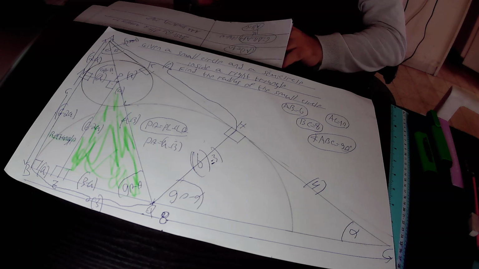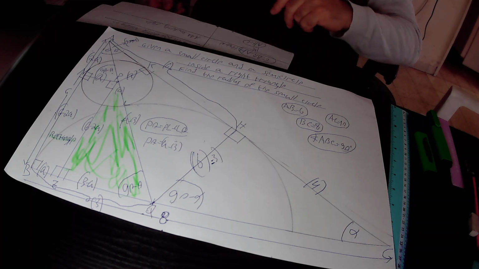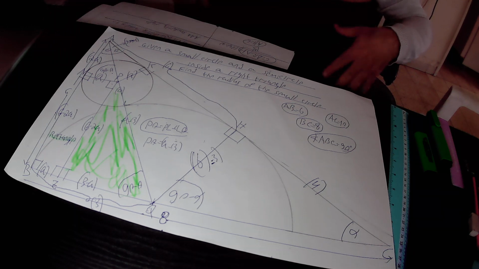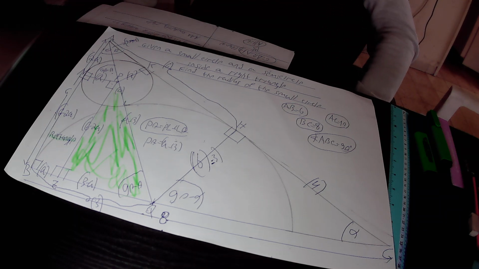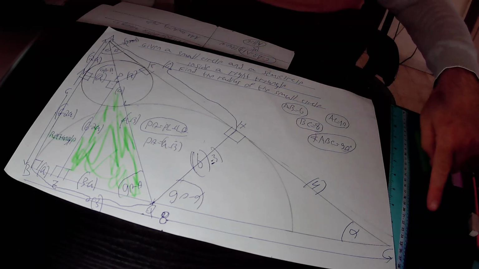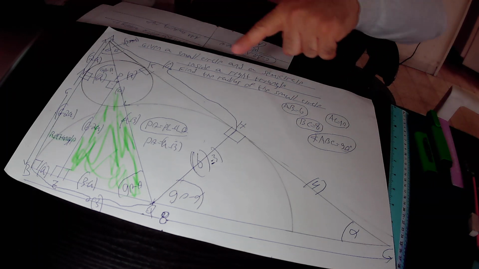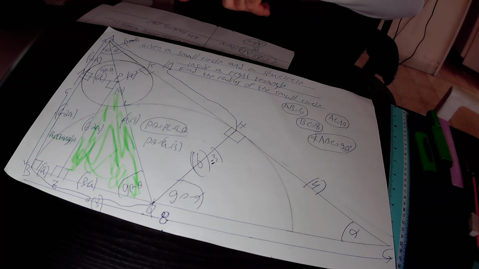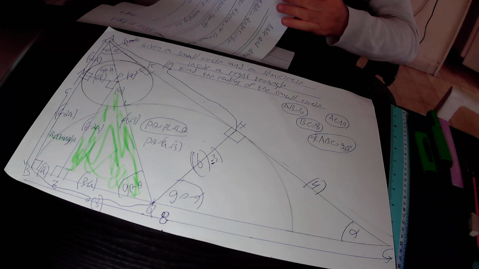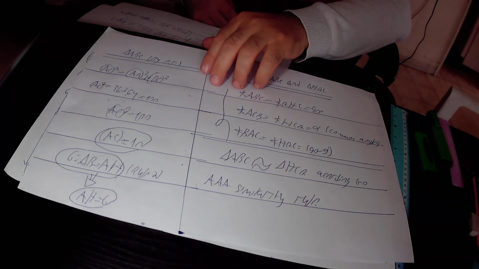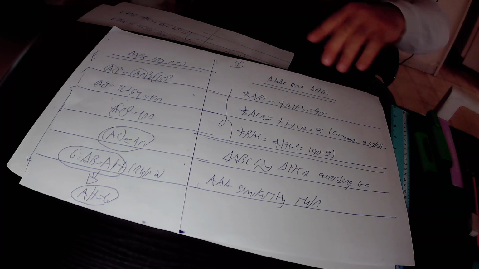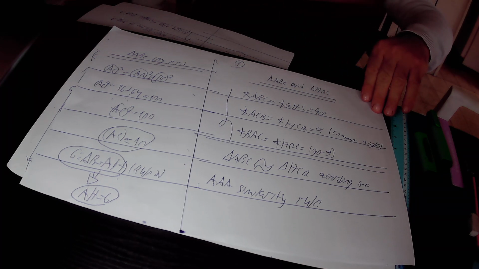First of all, we applied the Pythagorean theorem to this right triangle ABC. According to the Pythagorean theorem, in any right triangle, the square of the hypotenuse equals the sum of the squares of the perpendicular sides. The hypotenuse in this right triangle ABC is AC, therefore AC square must equal AB square plus BC square. AC is the missing side, so we leave it as it is.